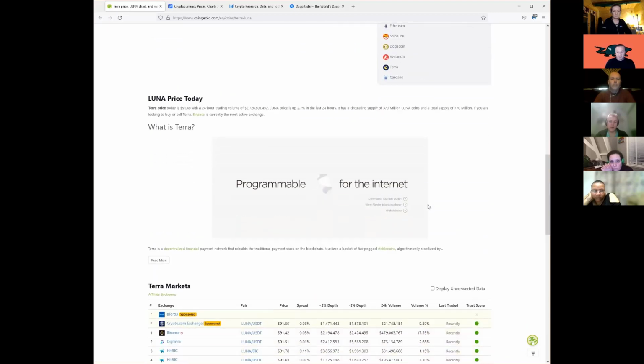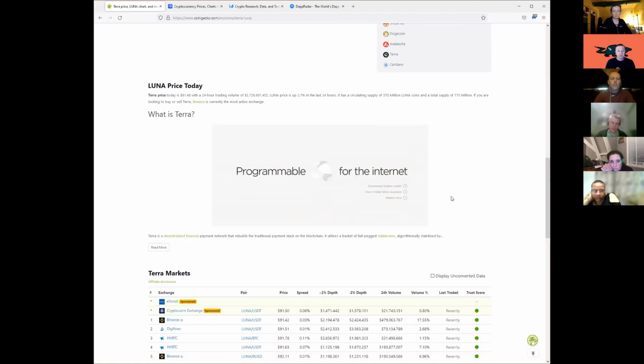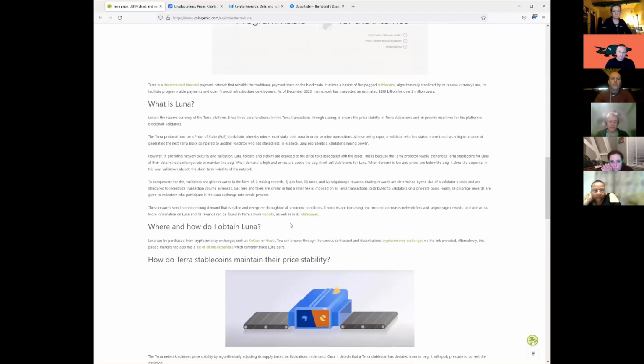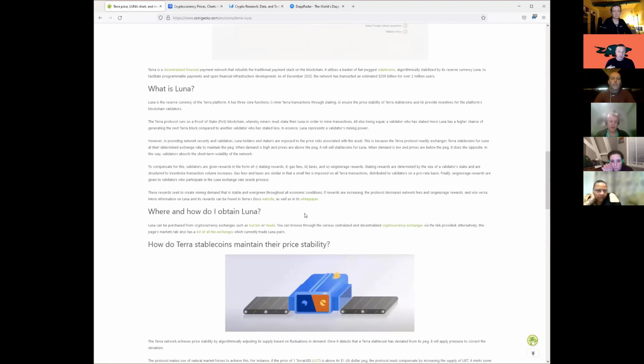Further down, on the bigger tokens, what you'll tend to get is a bit more information on the project itself. So if I click read more, in this particular instance, it will give you a little bit more about how Luna works. Really interesting project if you do take time to look at this as well.